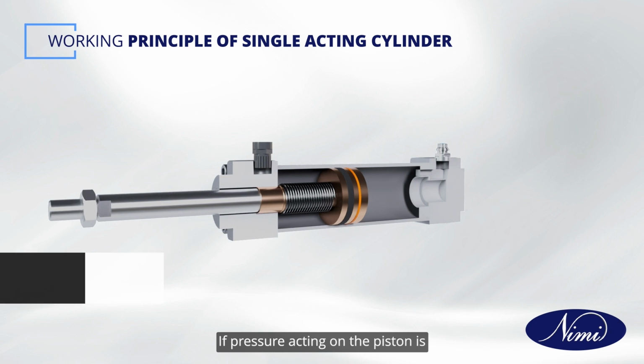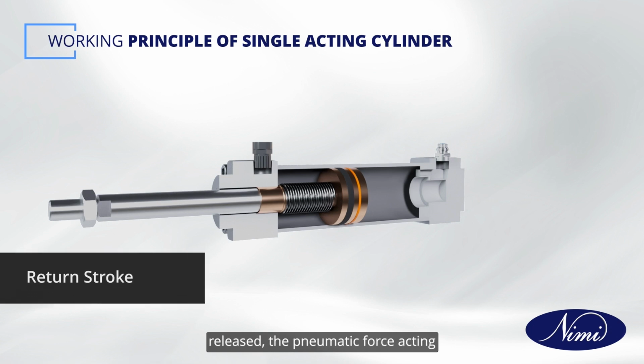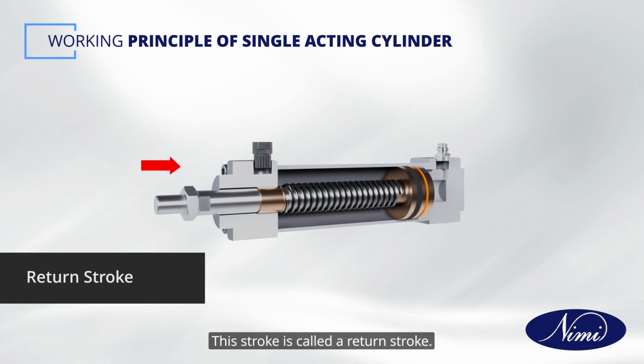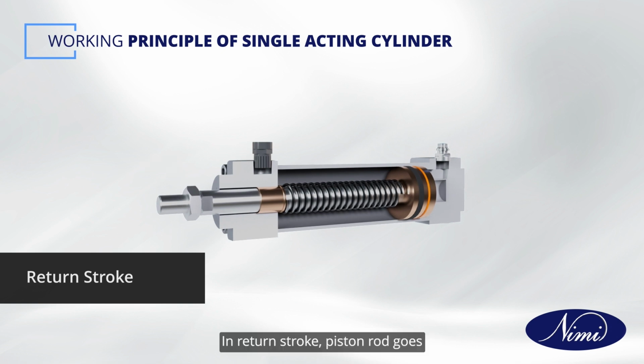If pressure acting on the piston is released, the pneumatic force acting opposite to the spring becomes weak, therefore spring pushes the piston back. This stroke is called a return stroke. In return stroke, piston rod goes inside the cylinder. The return stroke is denoted by A-.